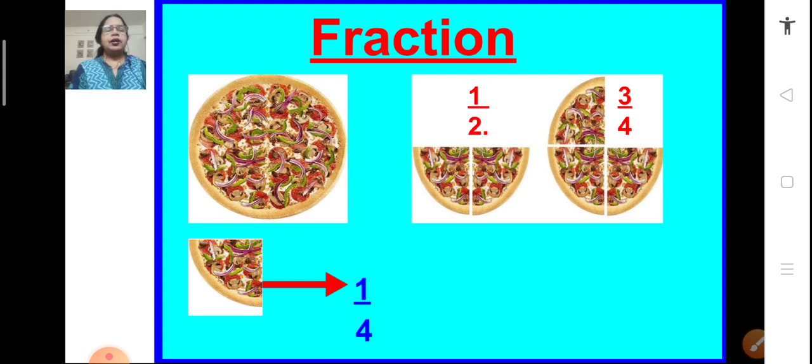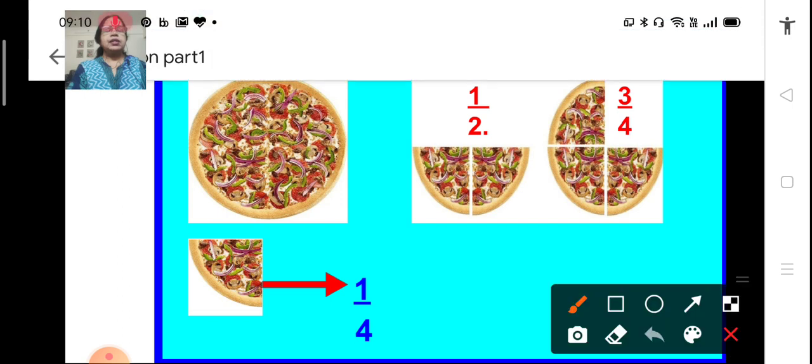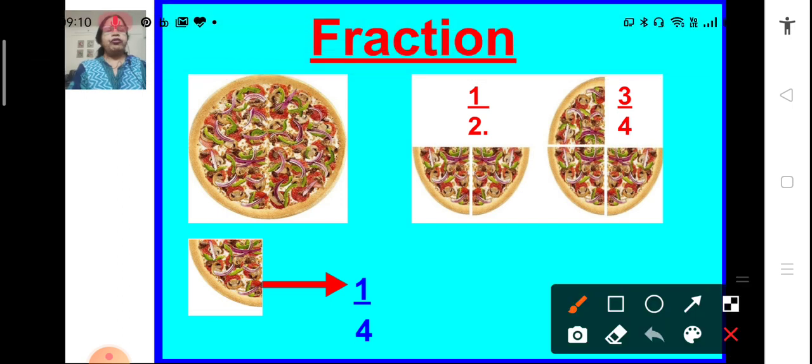Children, if you have a pizza and if you want to share it with one of your friends, into how many parts will you cut the pizza? You will cut it into 2 equal parts. And you and your friend, each of you will get half of the pizza.